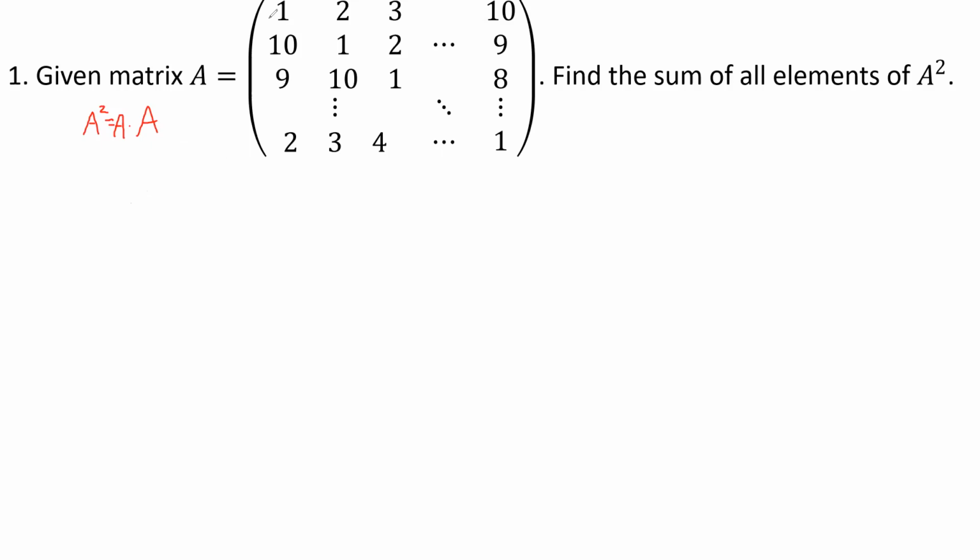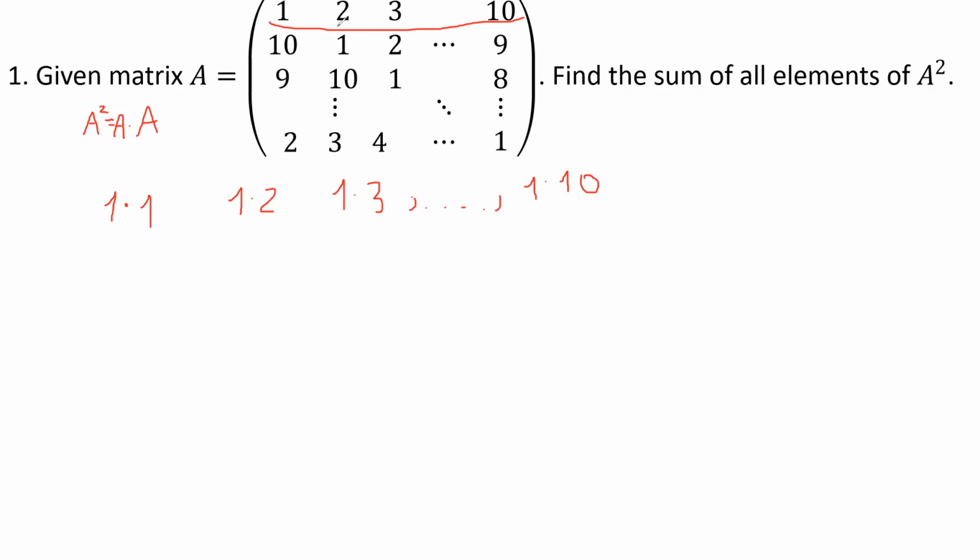So we will start with the first row and we will try to multiply it by all 10 columns, and we will try to find the total sum of the first row of A squared. So we will multiply 1 by 1 in the first column, then 1 by 2 in the second column, 1 by 3 in the third column, and etc., 1 by 10 in the 10th column.